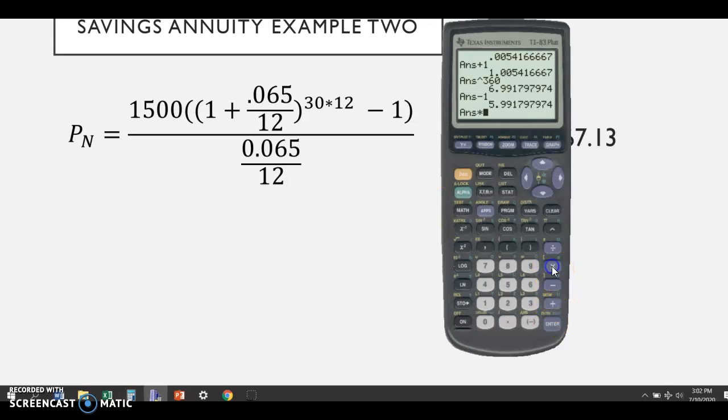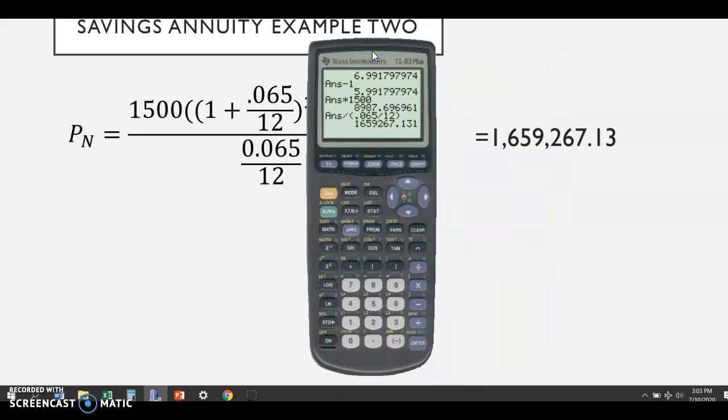Now I'd like to multiply by 1,500. And then I divide by the denominator. So I'm going to put this in parentheses, 0.065 divided by 12. And that should give me the correct answer of $1,659,267.13. Remember to round to the second decimal place.